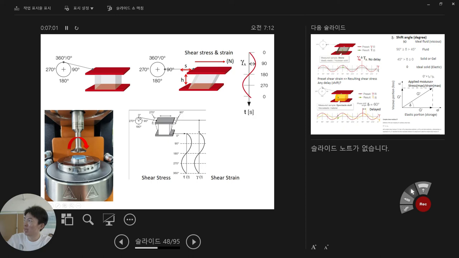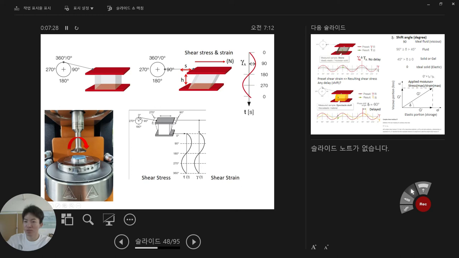This is not literally that they rotate 180 degrees. They just go back to the normal position, and then another, and then the normal position. So like this, they shift and come back. Okay, this is the meaning of oscillatory. So from the oscillatory manner, you can gather shear strain and shear stress.